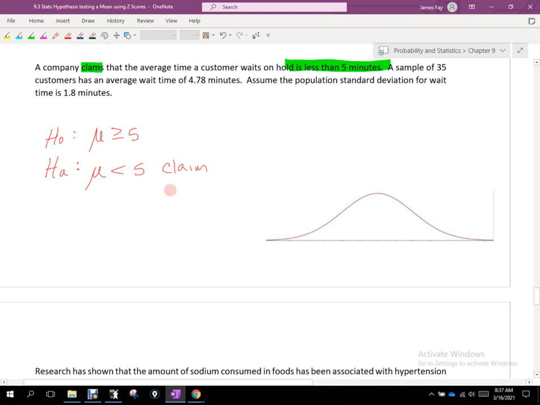So let's go with alpha equals 10%. Is this a left or right tail test? It's left. Remember, the inequality sign in the alternative hypothesis points in the direction that the tail is in.